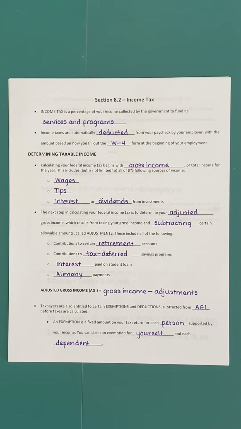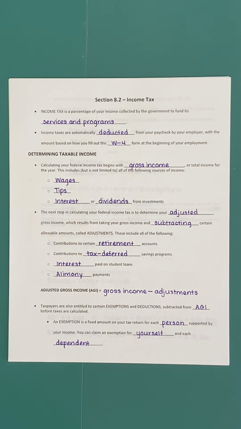So income tax is a percentage of your income that's collected by the government to fund its services and programs. Income taxes are automatically deducted from your paycheck by your employer, and the amount's based on how you fill out a W-4 form at the beginning of your employment. On your W-4, you'll list how many exemptions you plan to take. You'll list whether or not you have another person in your household that makes income. All of those different things go into the determination by your employer of how much income tax is going to be withheld from your paycheck from pay period to pay period.